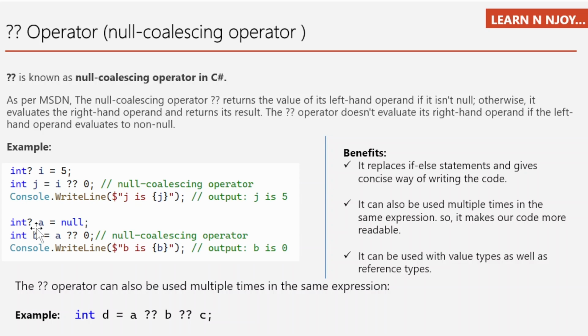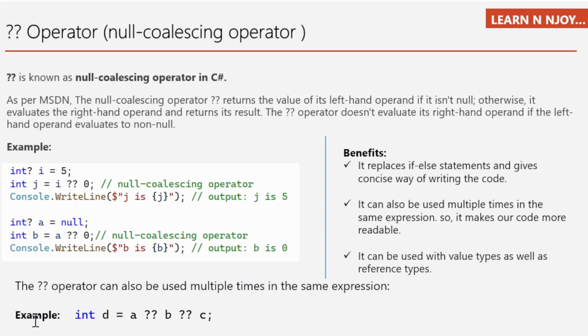Okay. If you see here, a variable has the null value, and when we verify using this null-coalescing operator, it found that a is the null value, so it assigned 0 to the b variable, and that's what got printed. Output: b is 0, right?